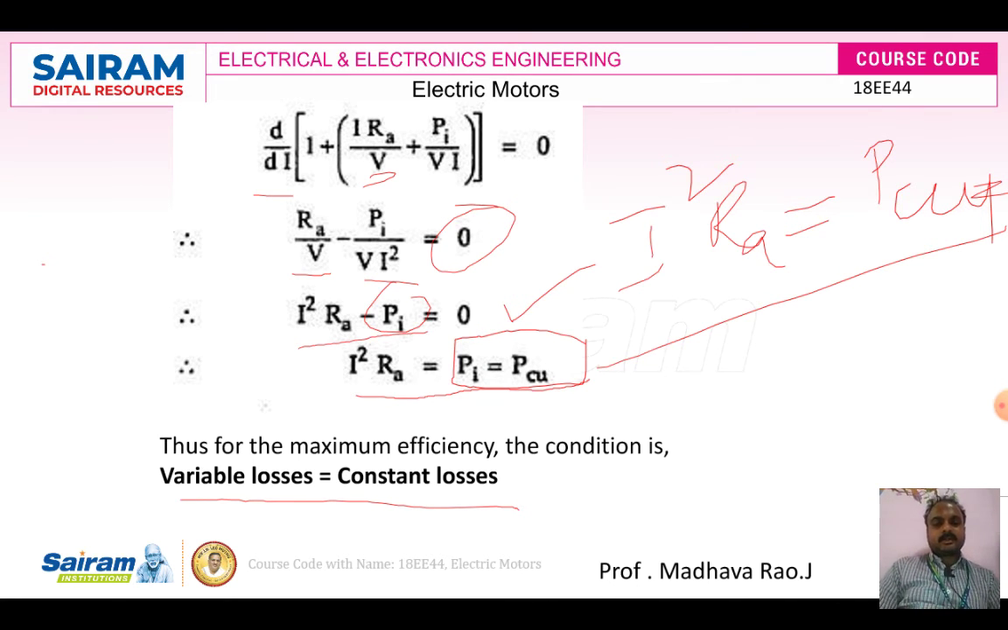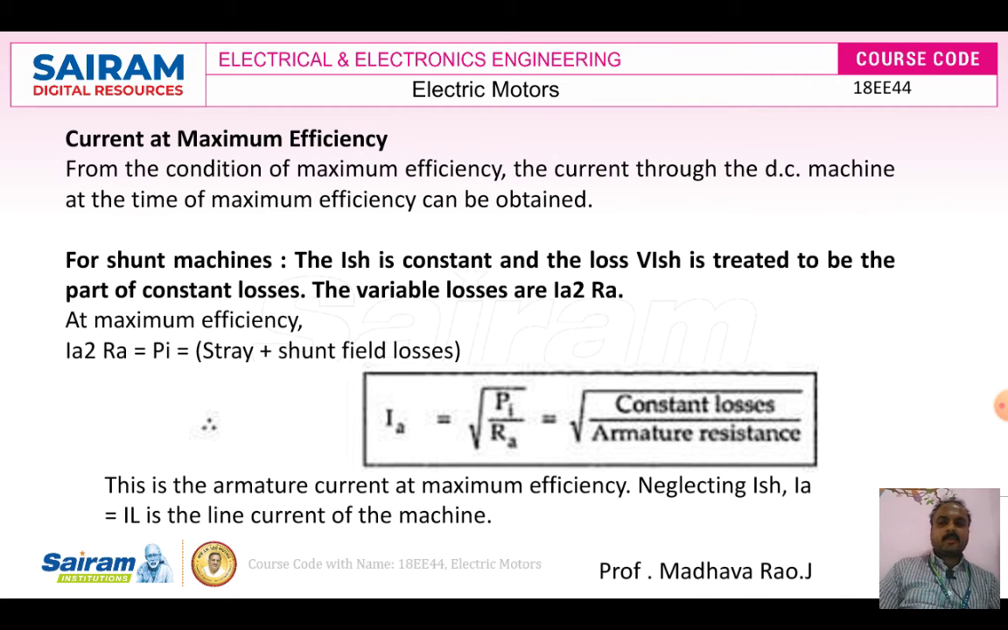So this is about efficiency. Now we will see the current at maximum efficiency. We have the shunt motor and the series motor. At maximum efficiency, how can we calculate the current? From the condition of maximum efficiency, the current through a DC machine can be obtained. For the shunt motor, ISH is a constant, thus V ISH is part of the constant loss. The variable loss is IA square into RA.